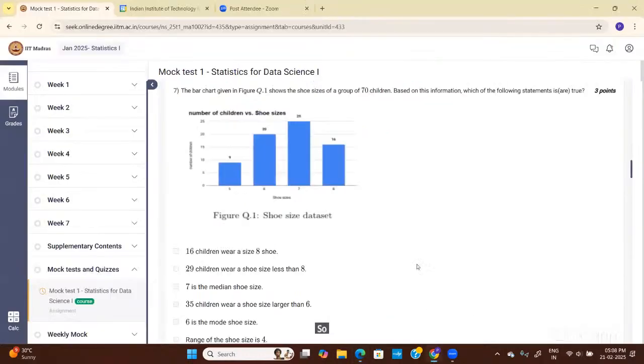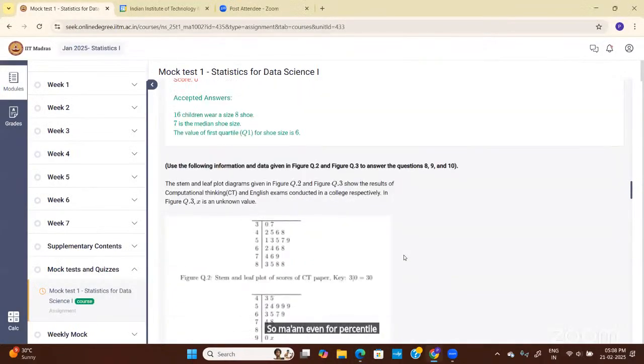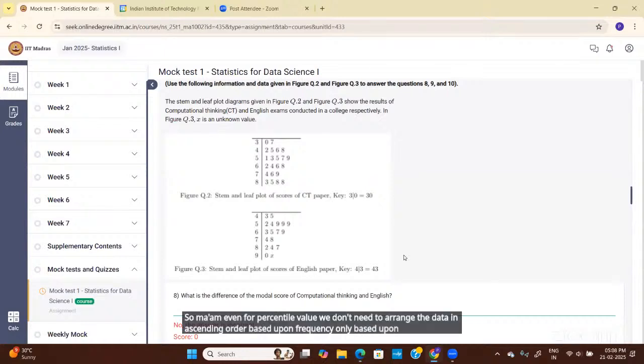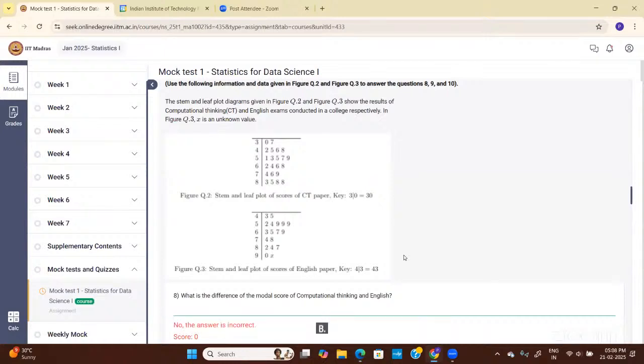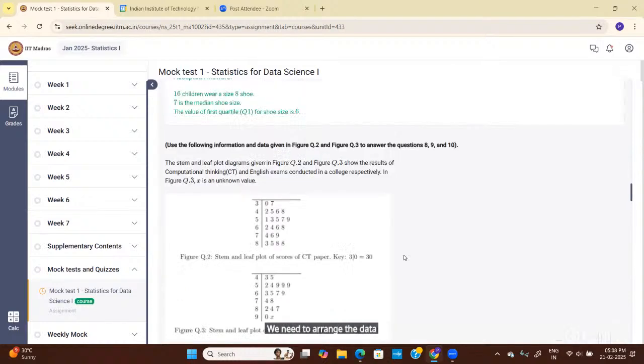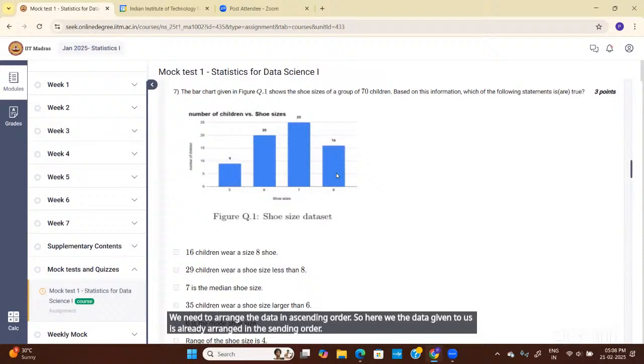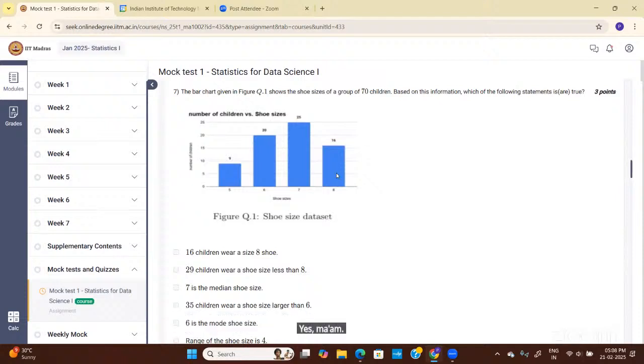Ma'am, even for percentile value, we don't need to arrange the data in ascending order based upon frequency. Only based upon category, we need to make the ascending order. Am I right? We need to arrange the data in ascending order. Here the data given to us is already arranged in ascending order in terms of category, like 5, 6, 7, 8, not in terms of frequency. We don't need to rearrange it, only on the basis of data points.